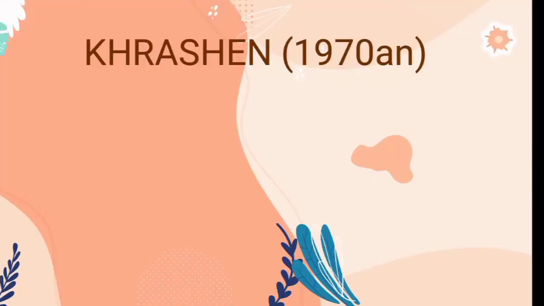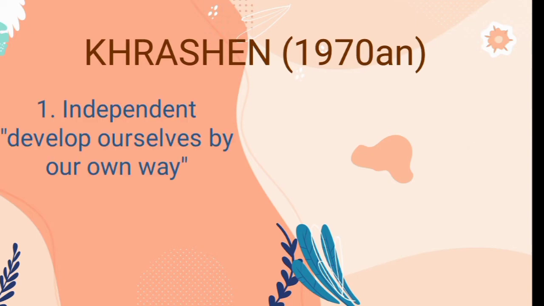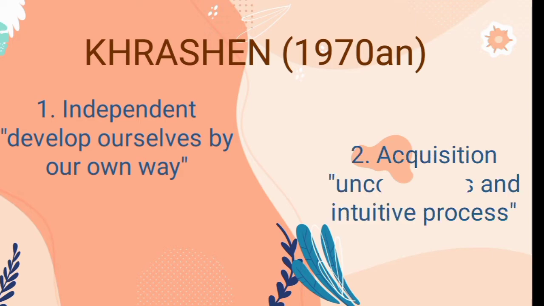Krashen also explained two ways to learn a second language. First is learning, which means that we develop ourselves in our own way of learning language, while acquisition means that it is an intuitive process of building our own language system.